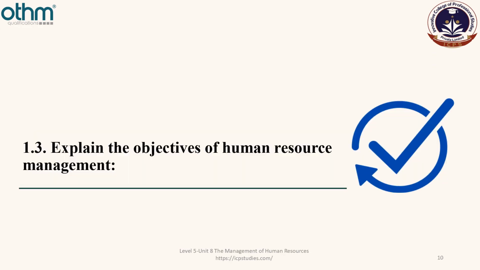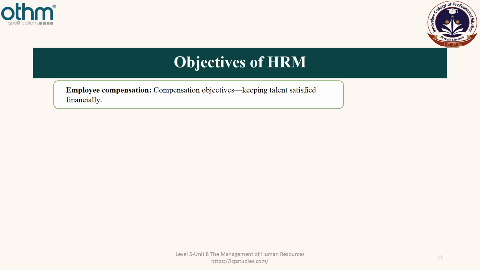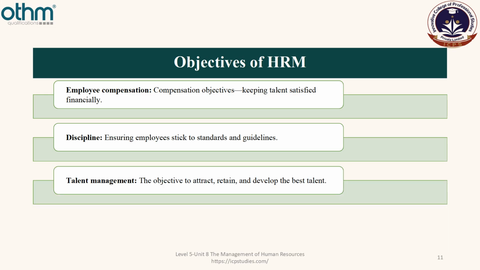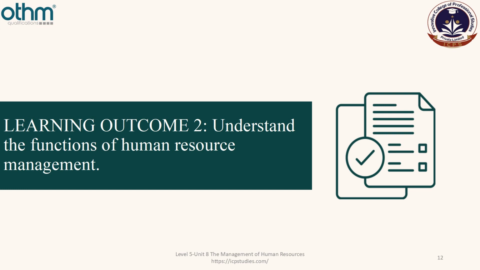Now we will discuss the third assessment criteria, in which we explain the objectives of human resource management. So what are the objectives? The first objective is employee compensation, and it keeps talent satisfied financially. Then we have discipline. It ensures that employees always stick to the standards and guidelines of the organization. Then we have talent management, and its objective is to attract, retain, and develop the best talent in the company. Then we have performance management, and the goal of this objective is to ensure high employee performance and development in the organization.